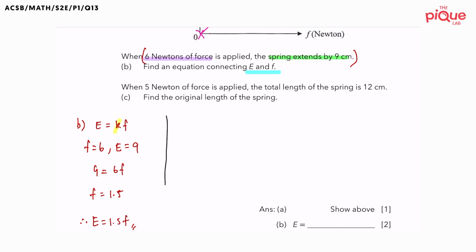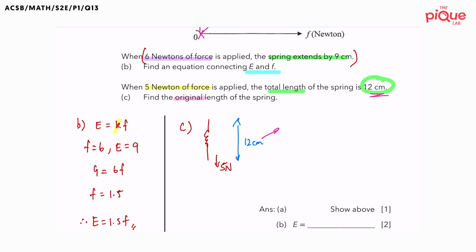Now let us move on into part C of this question. When 5 newtons of force is applied, the total length of the spring now becomes 12 cm. And with that, we are required to find the original length of the spring. Let us begin by drawing a simple sketch to illustrate what is happening to the spring. Our spring has been extended by a force of 5 newtons to give a total length of 12 cm.